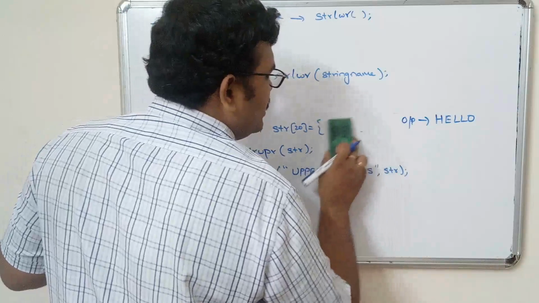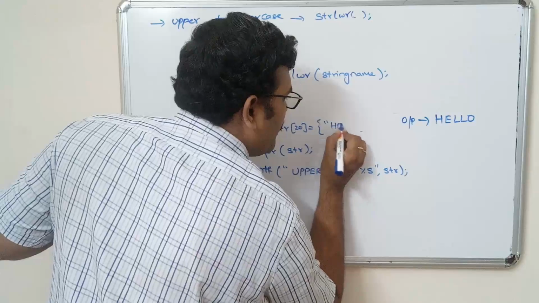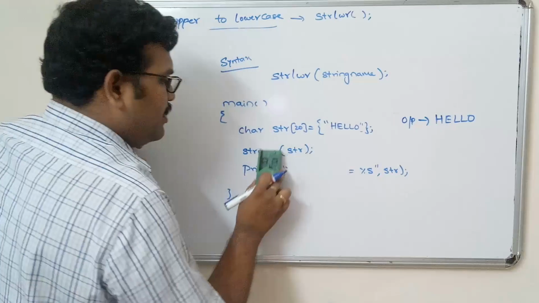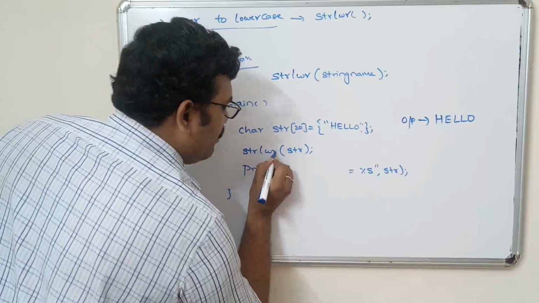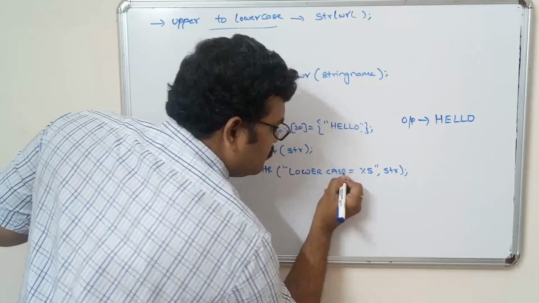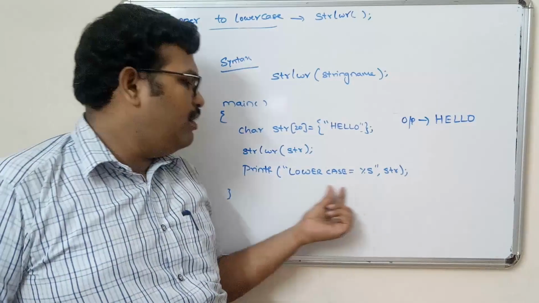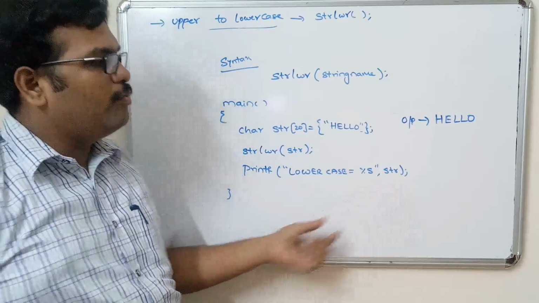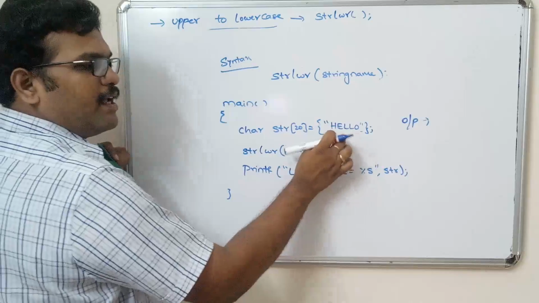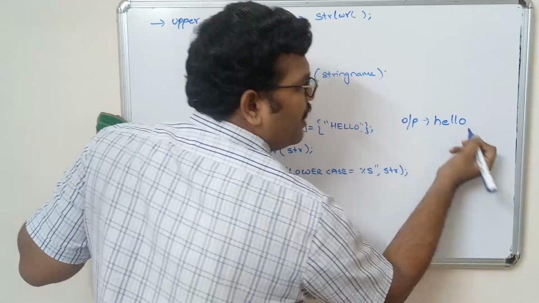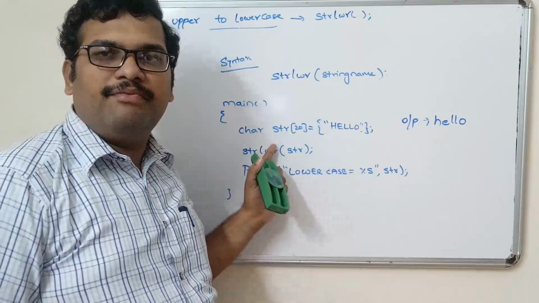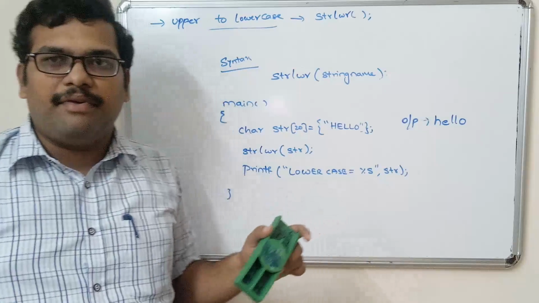So here let us take the initialization of uppercase characters, and we will apply the predefined function strlwr of str. And if you print the same string, lowercase is equal to %s, the output will be, so it will convert all the uppercase characters into lowercase characters. So this will be the output for this predefined function. So here also, in order to implement this predefined function, we have to include string.h header file.